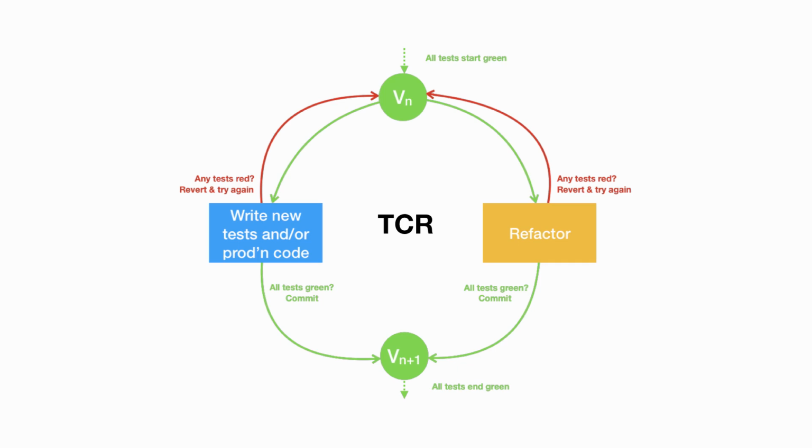TCR is a programming approach invented at a Kent Beck workshop at the suggestion of Oddmund Stromo. TCR stands for Test, Commit, or Revert, and it describes the workflow.